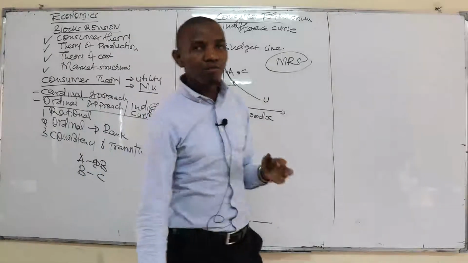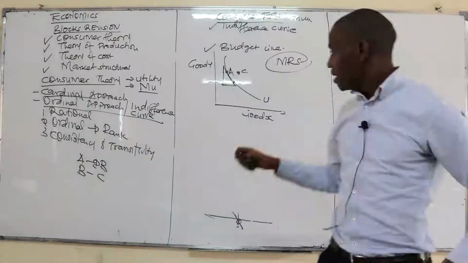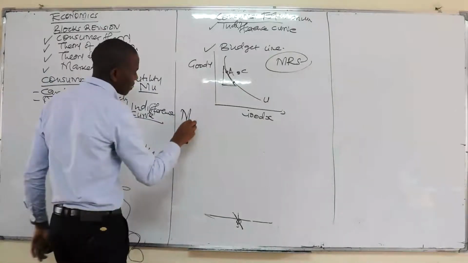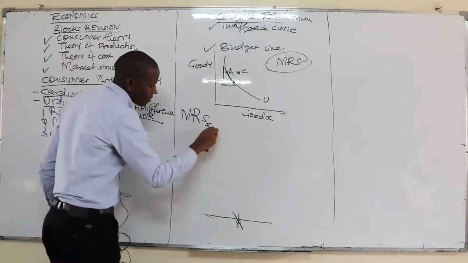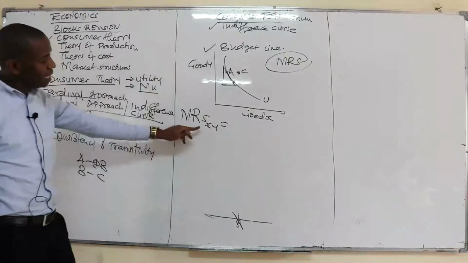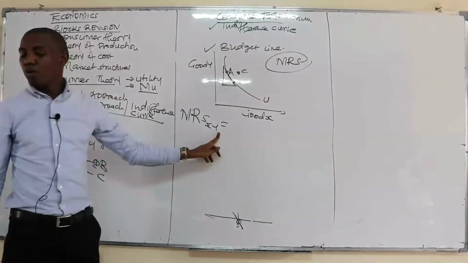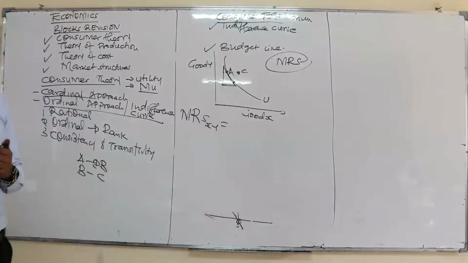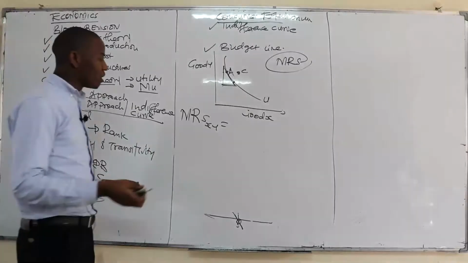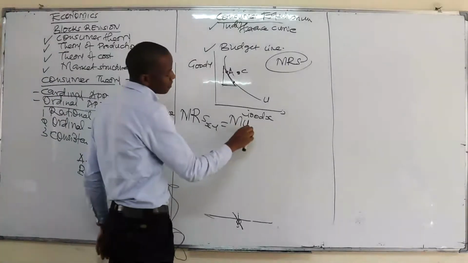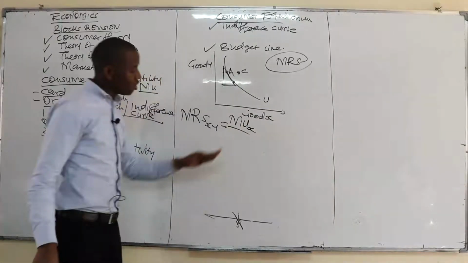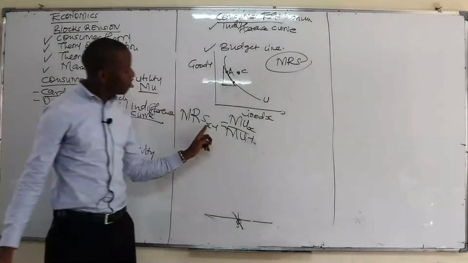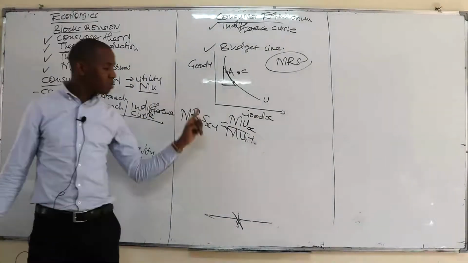The absolute value of the slope of the indifference curve is now what we call the marginal rate of substitution. So when we talk about the marginal rate of substitution, you are substituting from good X to good Y. So how do you get the marginal rate of substitution? It will be the marginal utility of X divided by the marginal utility of Y. That is the marginal rate of substitution of X to Y.